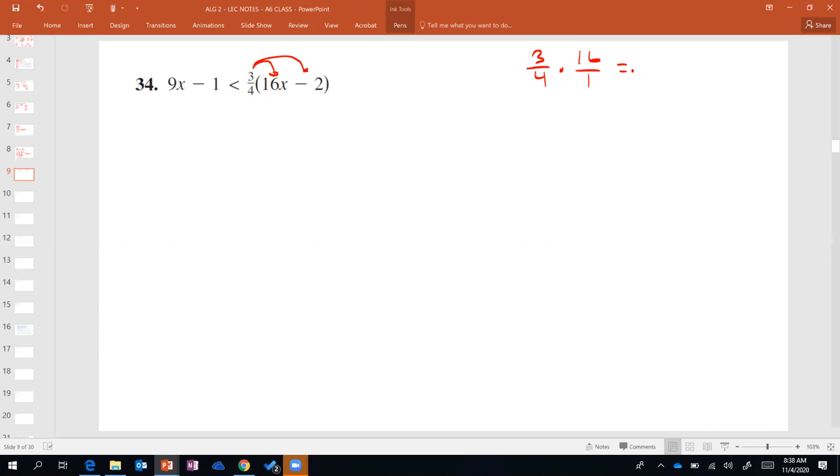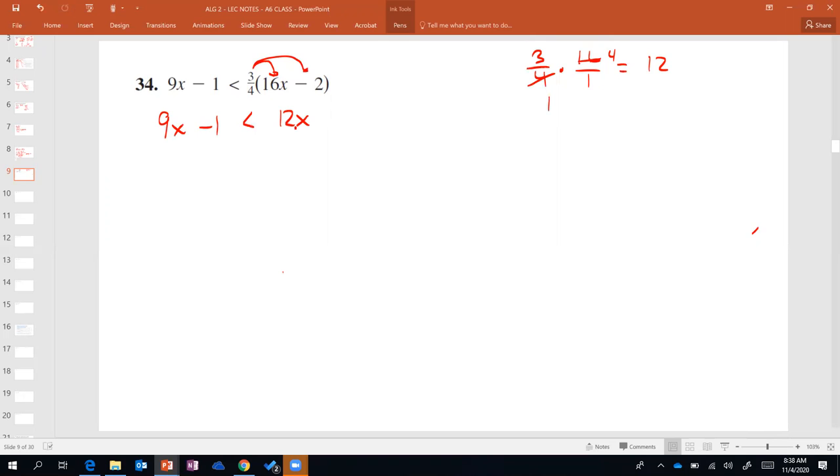We're multiplying 3/4 times 16. That goes to a 1, that goes to a 4, and the ones are gone on the bottom. That's cool, because that one is not going to have a fraction anymore. 3 times 4 is 12. Voila. Let me start filling this out: 9x minus 1 is less than 12x. Are we good? Everybody knows where that 12x came from? Cool.